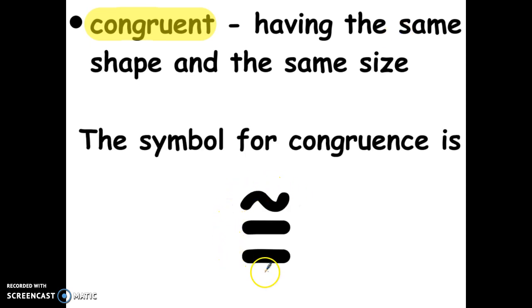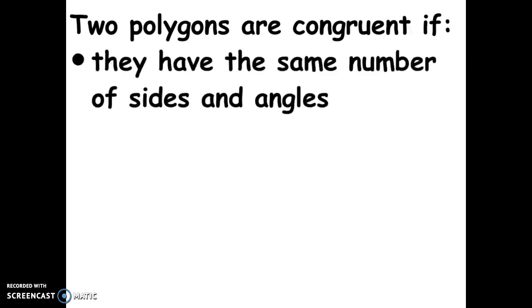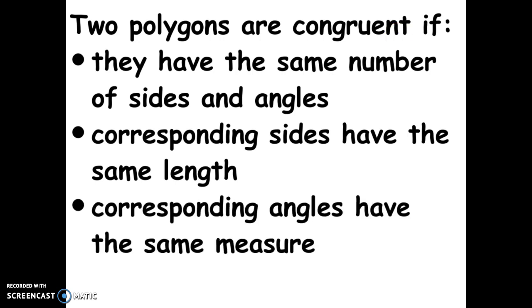This is a symbol that we will use for congruence. Two polygons are congruent if they have the same number of sides and angles, corresponding sides have the same length, and corresponding angles have the same measure.